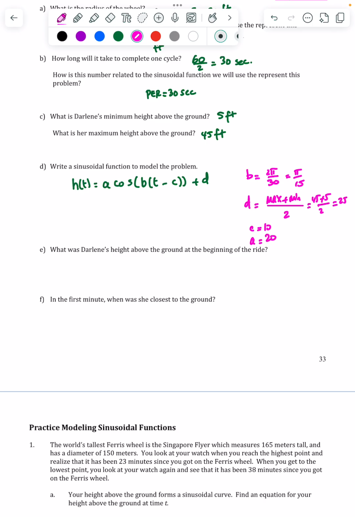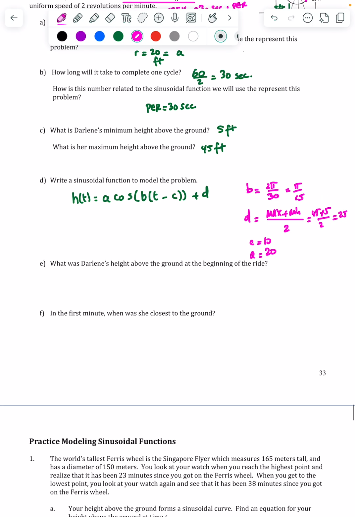So I need to put all this information together. So h of t is equal to 20 cos of what? Open parenthesis, pi over 15, then open another parenthesis, t minus 10, that's your C, close parenthesis, and then close parenthesis again, and then plus what? Plus 25. All right, that's your equation.